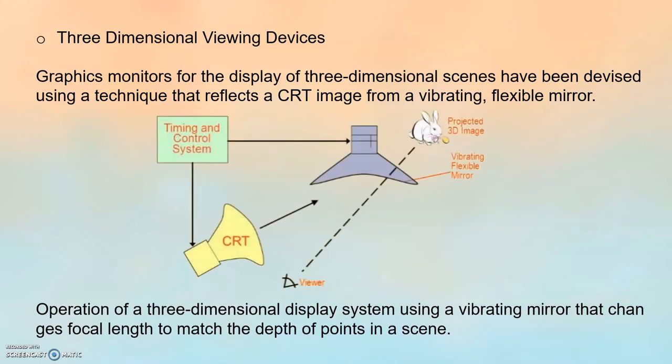There is a CRT from which we are making a display. And from the view of the CRT only, a viewer is viewing the 3D object. There is a rabbit, which is the projected 3D image, and there is a vibrating flexible mirror. Now, these vibrations are synchronized with the display of an object, and it is being recorded with a spatial position. So, this is how a three-dimensional viewing device works.